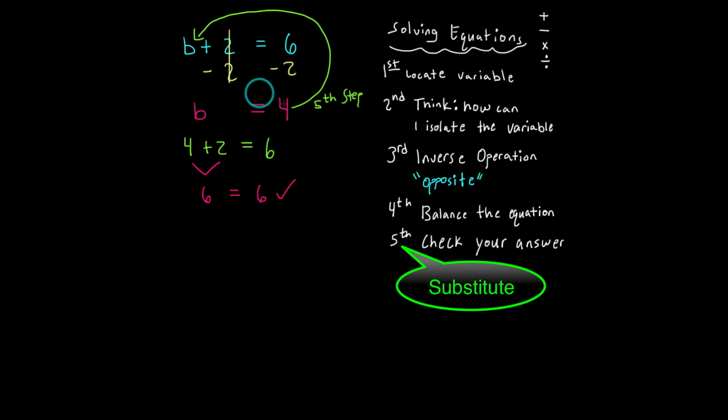So I'm going to rewrite this solution to the original equation at the very bottom. So b is equal to 4. And let's box this information up.